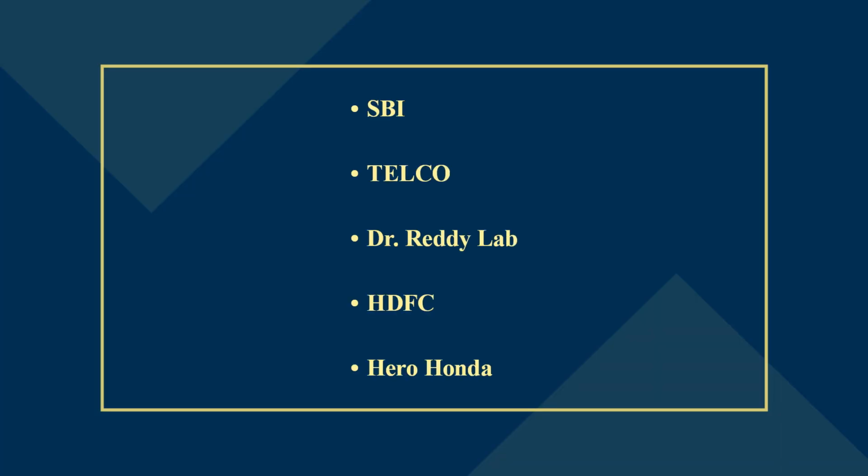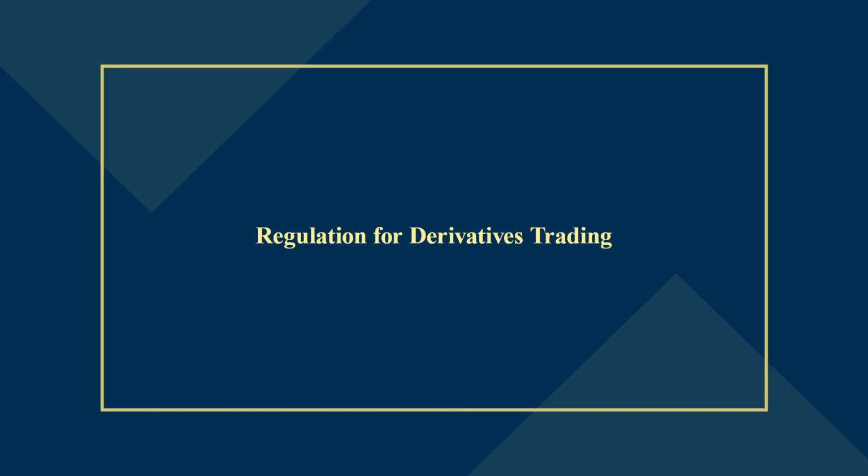Examples of such companies on which options and futures are available are State Bank of India, Telco, Dr. Reddy's Lab, HDFC, Hero Honda, etc. The future of derivatives trading in India is bright and growing day by day. More new products and instruments are coming up to be traded on stock and commodity exchanges. Now talking about regulation for derivatives trading.